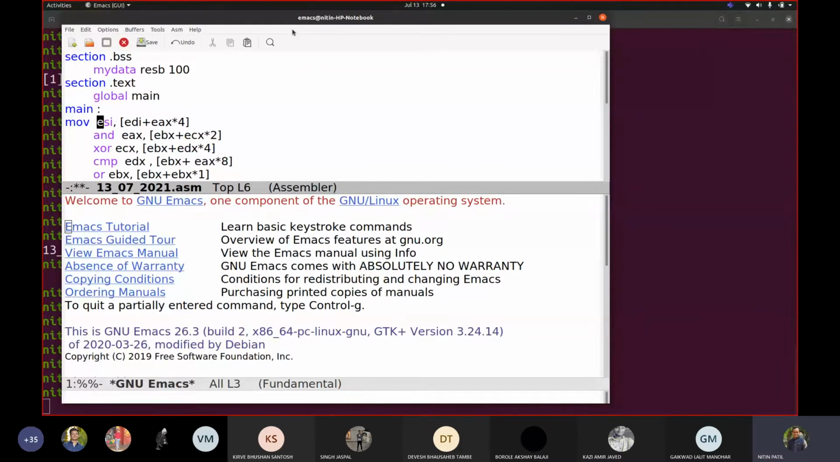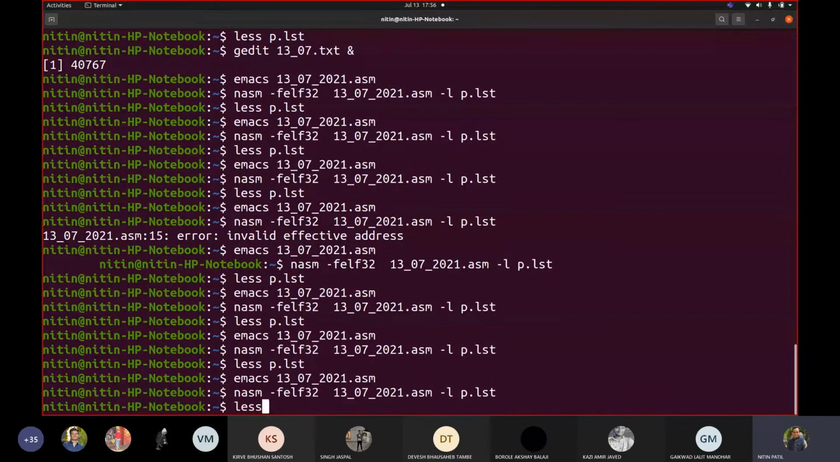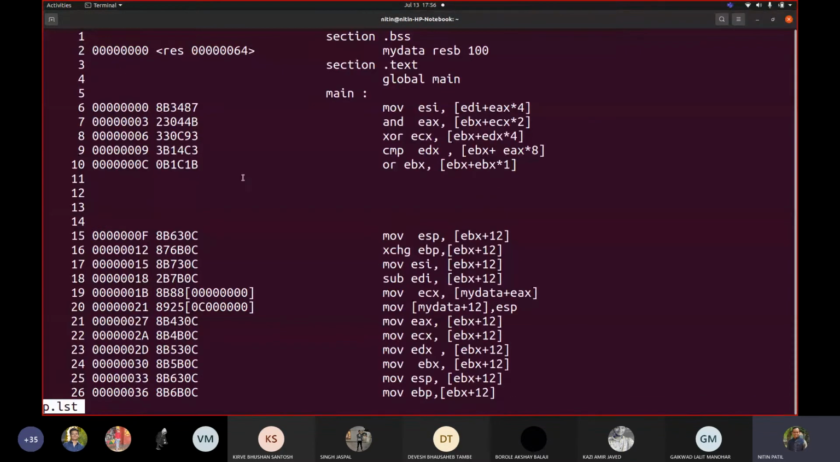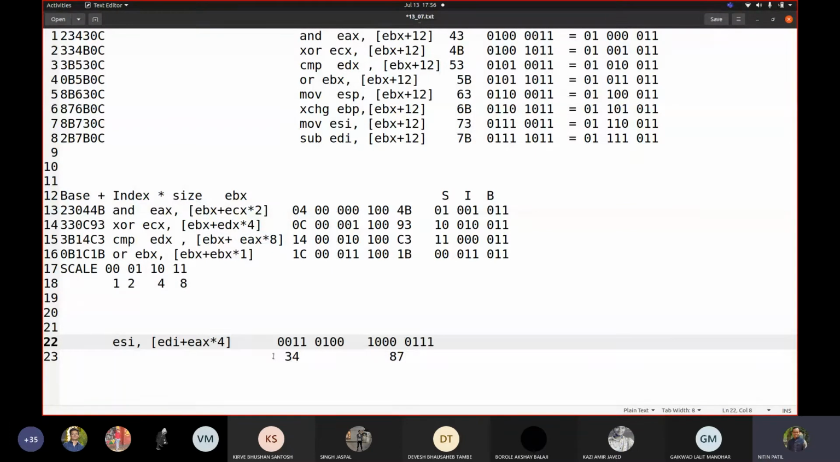Fine. Now let us see what we get from this. If we followed the correct procedure, then we should get that number. So let us see this. Now see here what we got. 3487. Correct. We got 3487. And if you see over here, I assume we got the same thing. 3487.